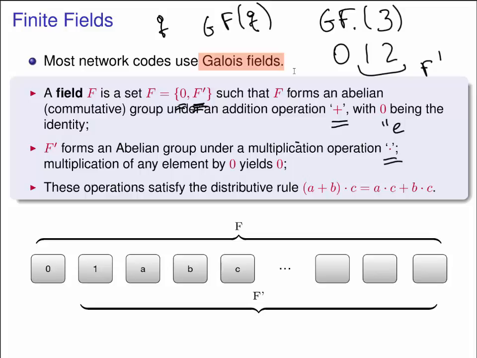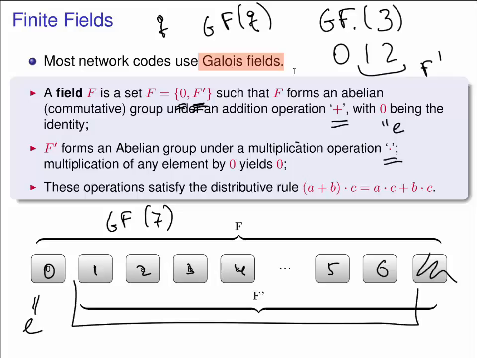So for example, suppose we have GF7, so we'll write 0, 1, 2, 3, 4, 5, and 6. So in this case, it will have 7 elements. The entire group again is an additive group under the operation plus, with 0 being the identity element. And the rest of the group from 1 to 6 will be a multiplicative group, which is an Abelian group under the dot operation, with 1 being the identity element for this multiplicative group, and of course the distributive rule will be satisfied in this case.